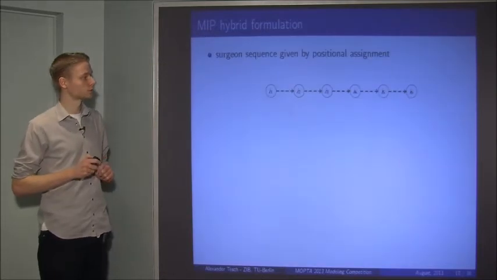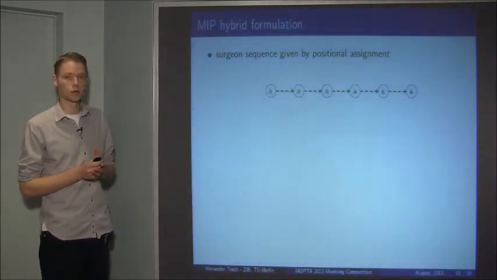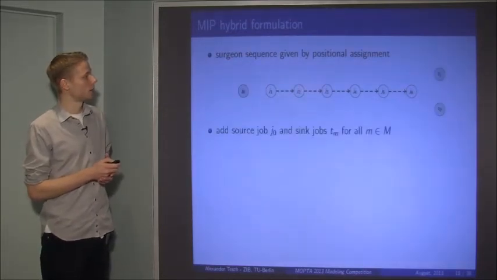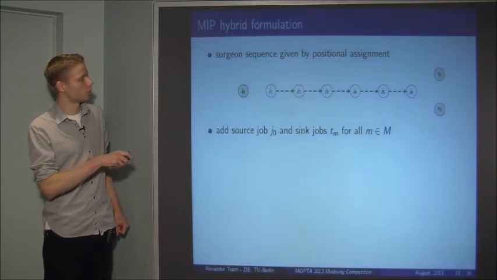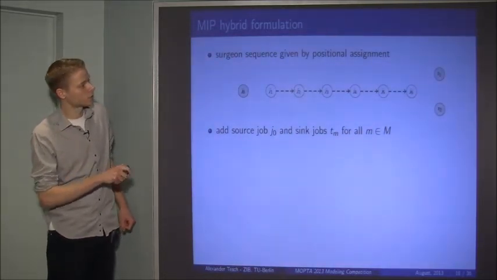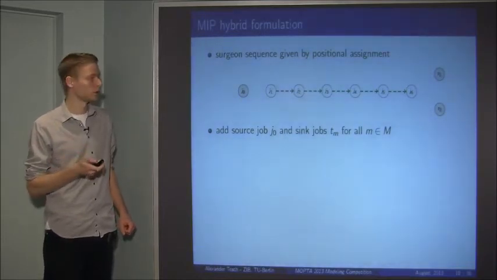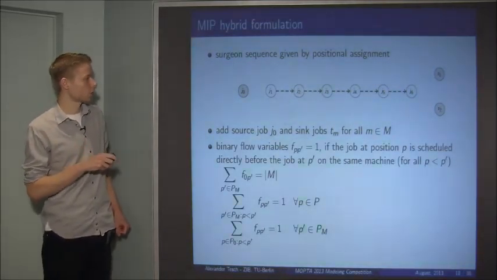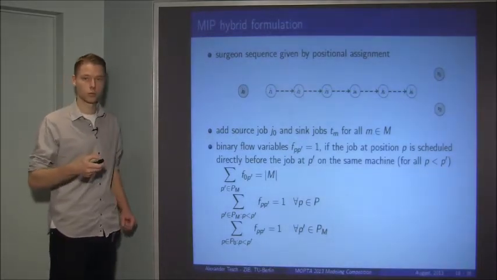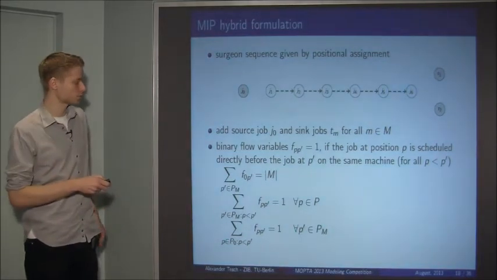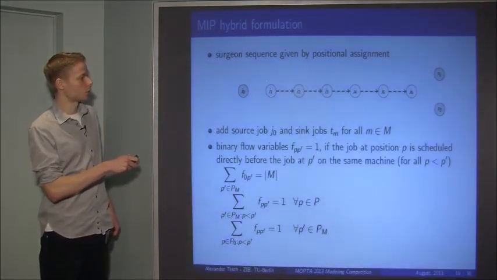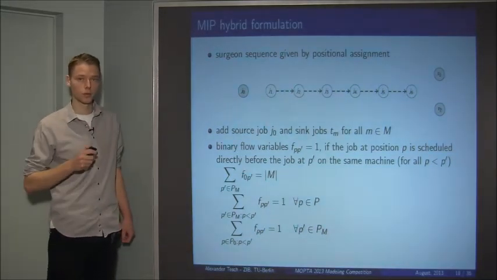On the other hand, if we want to model the precedence relations of the operation rooms, I use a different kind of formulation. That's why it's a hybrid formulation. I used a flow formulation, where we first introduce a source job, J0, and sink jobs, T_m, for each of the operation rooms. And we introduce binary flow variables, where there is a flow from position to position within the positional assignment of the surgeon. That means we have a binary variable f_pp', that is one if there's a flow from position p to position p' within the sequence.